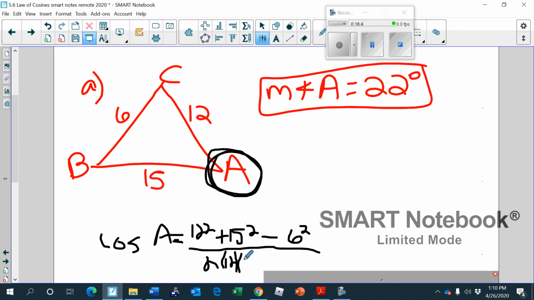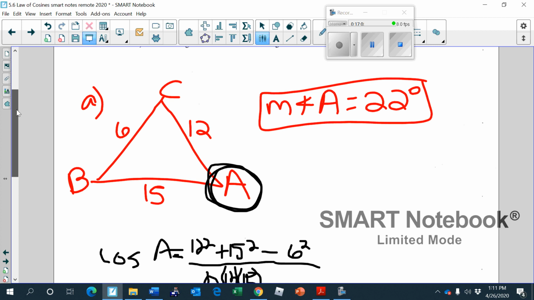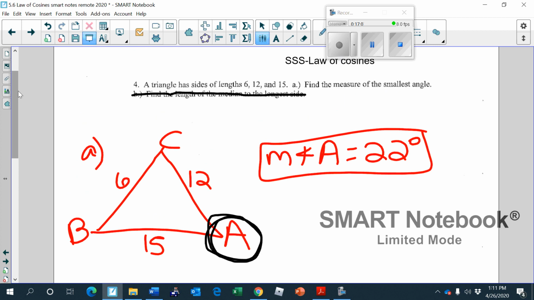Remember, you plug the top into the calculator, then you plug the bottom into the calculator, and then you take the angle whose cosine is that. So you do the cosine inverse of all of this. And you should get the measure of angle A is 22 degrees. And that's where we're stopping.